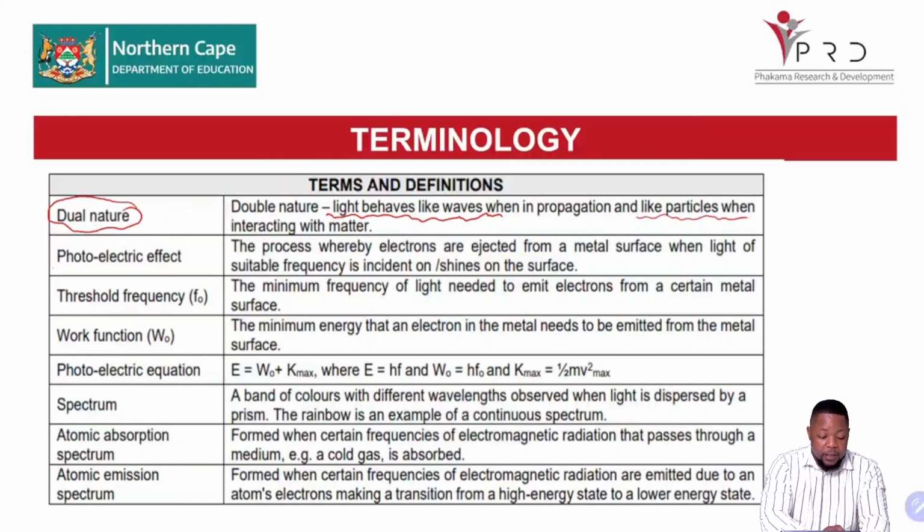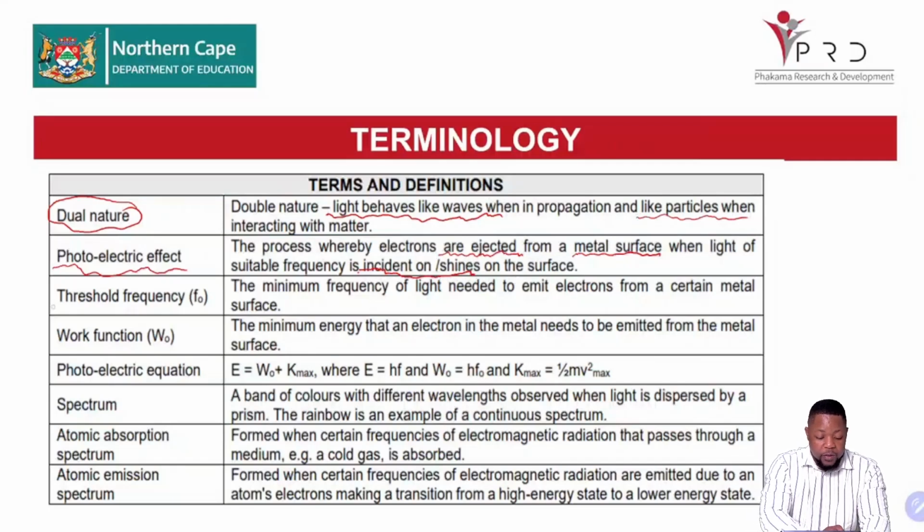The photoelectric effect, which is the topic for today, is defined as the process whereby electrons are ejected from a metal surface when light of a suitable frequency is incident or shines on the surface. So the light has to be incident on the surface, and then we get electrons ejected if the light is of a suitable frequency. The definition is very, very important. You will get 2 marks for that.